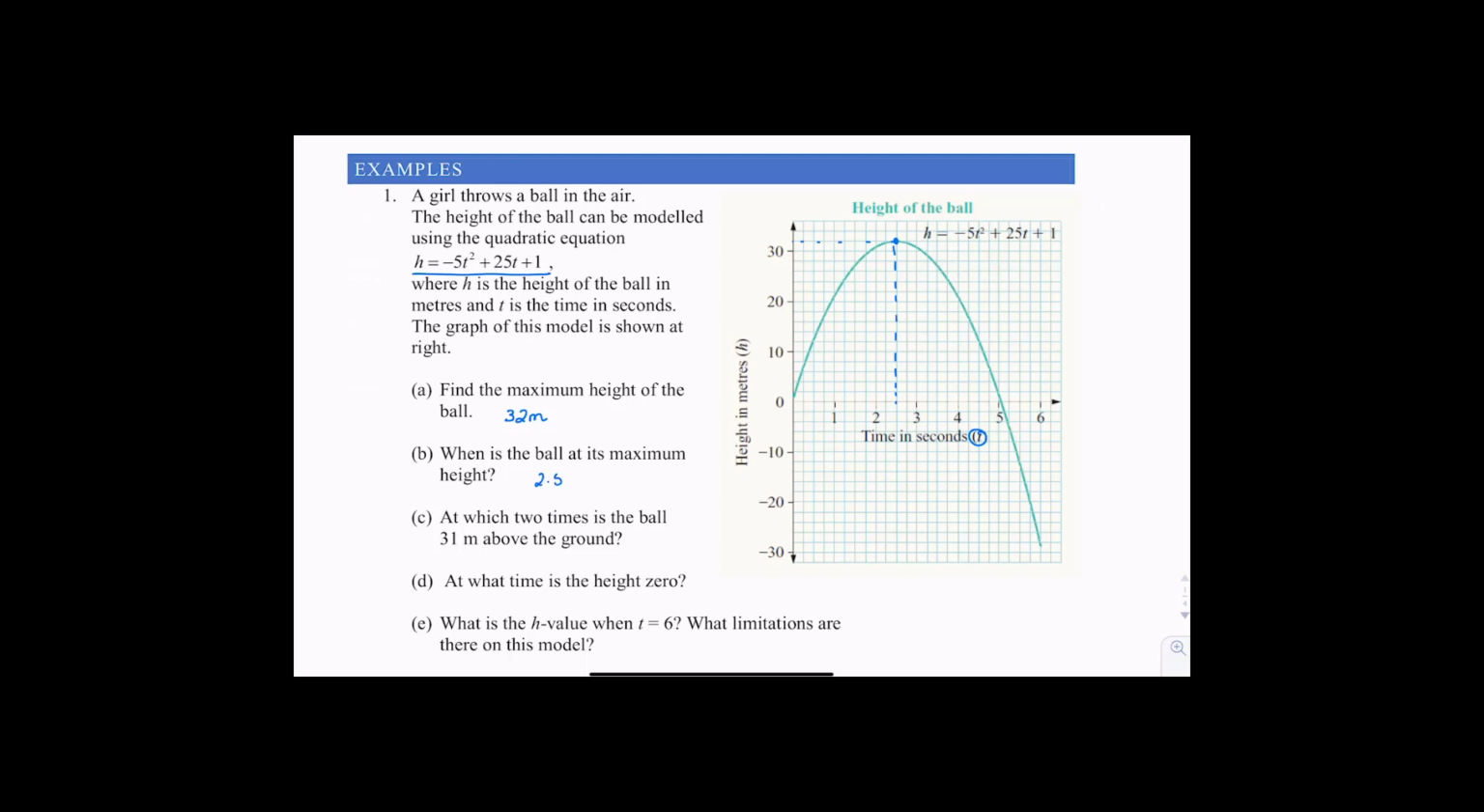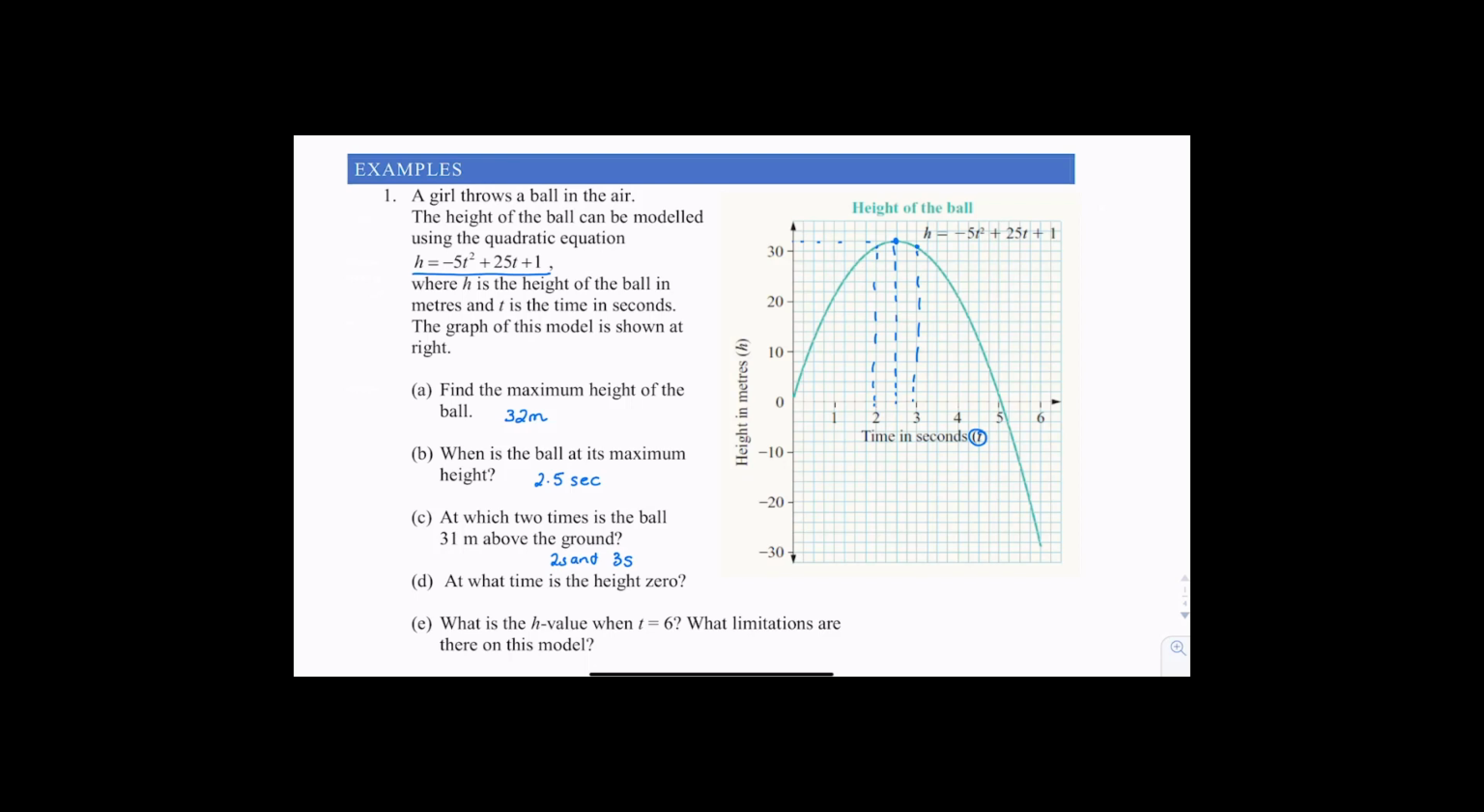So 2.5 seconds. At which two times is the ball 31 meters above the ground? Well, let's have a look where it's looking to be about 31. It's here and it is here. So that is at 2 and at 3 seconds. So it's at 2 because that's where it hits on the way up, and then it's at 3 seconds because that's where the ball is on the way down. So 2 seconds and 3 seconds.